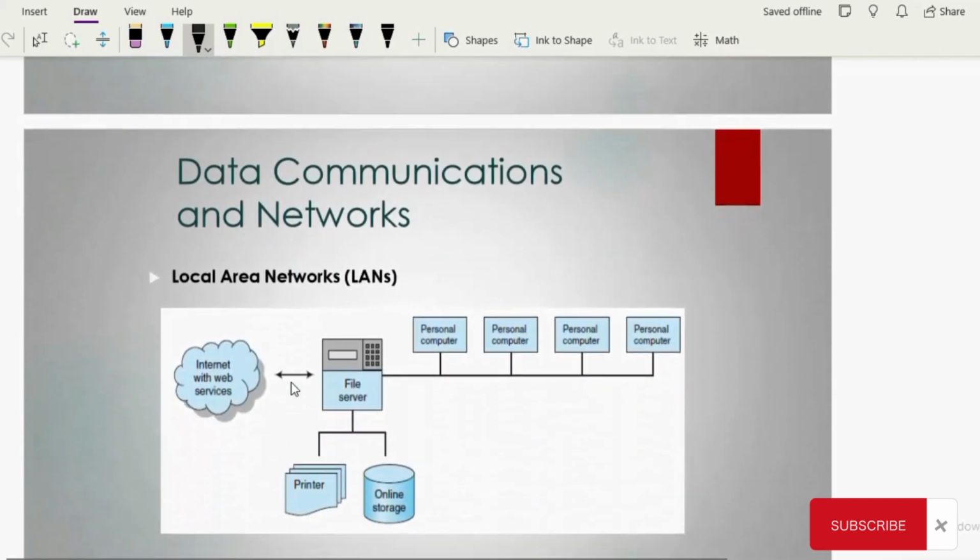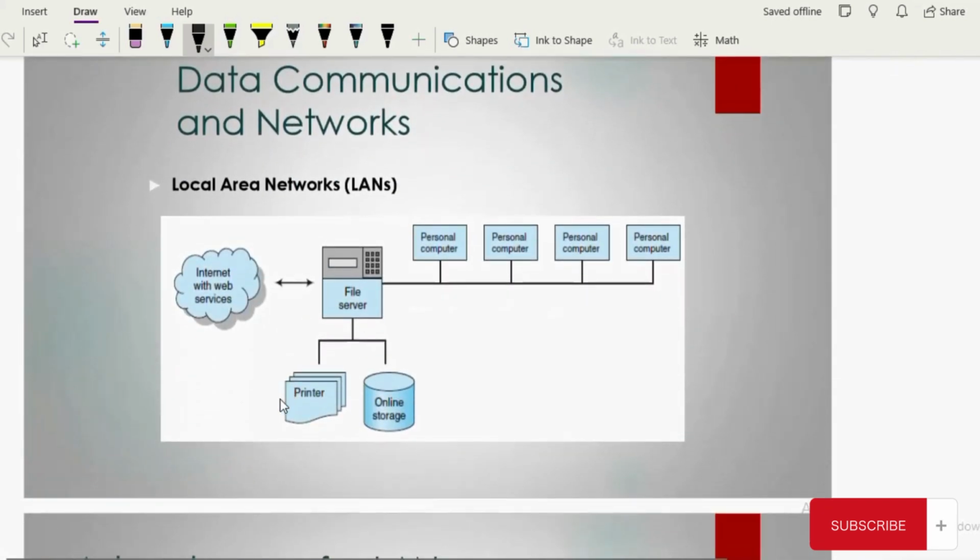Let's move on towards the next, which is known as data communication and network. How do you communicate the data among the devices? Of course, you do it with the help of networks, right? So the networks are of two categories. We have local area network and we have wide area network.